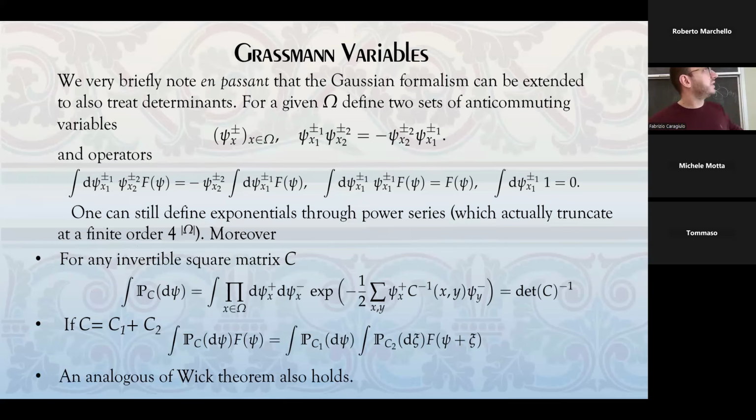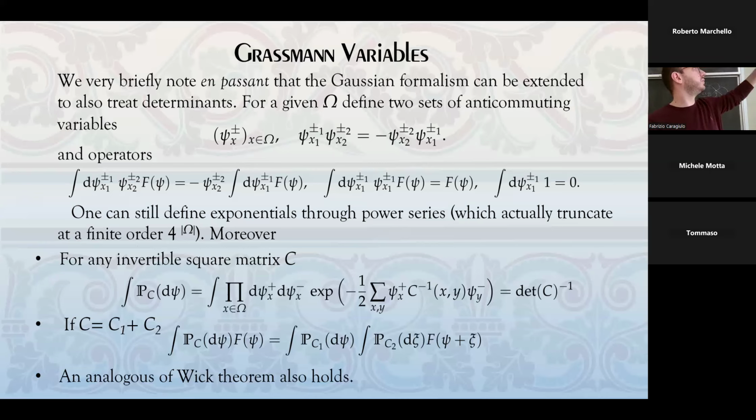Last, I will just say en passant and extremely fast that also determinants can be recast in these Gaussian settings. This can be understood for the moment just as an algebraic trick, where one introduces a set of anti-commuting variables. So these psi x, psi x2, psi x1 are just anti-commuting symbols. They are symbols with the property that if you swap them, you get a minus sign. And then you define operators on the vector space generated by these symbols and their products. And this operator simply cancels with a sign the corresponding variable. So this integral with respect to psi x1 has the behavior of canceling psi x1.